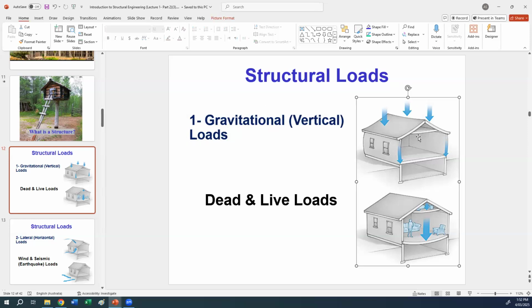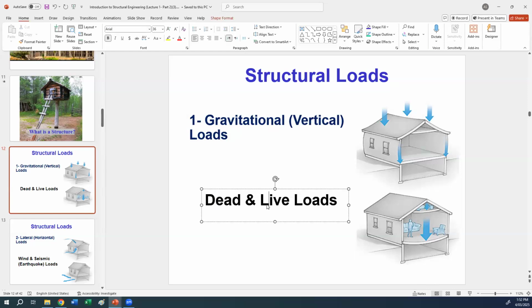Similar to here, as you can see, these loads are going downward, so they are in the gravity direction. Examples of this gravitational type are the dead load and live load. Because dead load and live load are weights, they are all the time or mostly applied in the vertical or gravitational direction. That's why they are called gravitational loads.